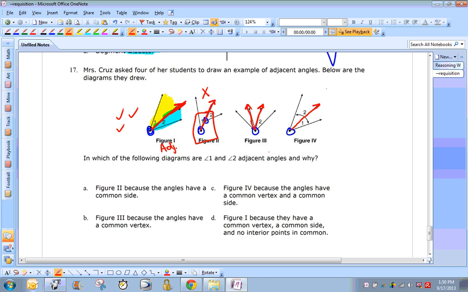Okay? Number 3, do they share this vertex? Well, yes, they do. Now, angle 1 is here, but angle 2 is here. So are they touching along their sides? No. There's not a part in the middle that keeps them together and touching. So this one would not be adjacent. And finally, we've got angle 1, the little one, but check out what happens with angle 2. It overlaps. So since it overlaps, it can't be adjacent, even though they have a side in common. So the only one that's adjacent would be figure 1. Ding, ding, ding.